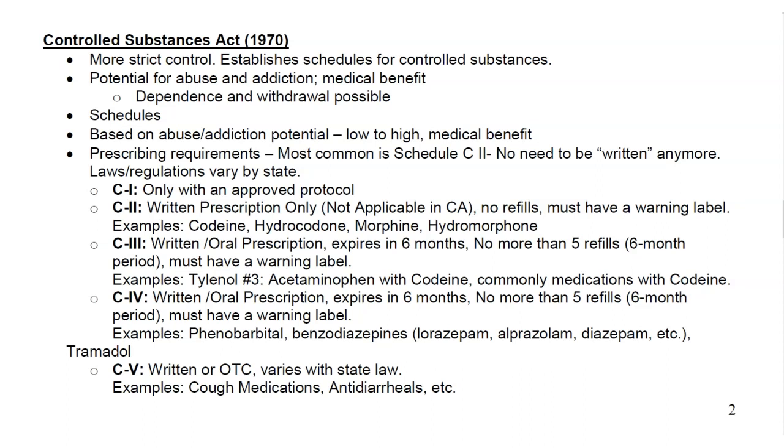For prescribing requirements, the most commonly prescribed controlled substances would be the ones under Schedule 2. In here, there's no need to have a written prescription. Depending on where you are, some states require patients to have a physical copy of the prescription, but nowadays, at least in California, they do accept the electronic prescription of Schedule 2. Back in the day, they only accepted the written prescription for Schedule 2 substances.